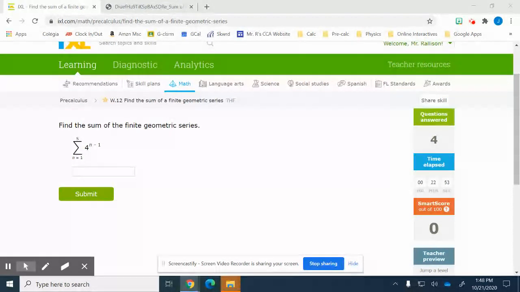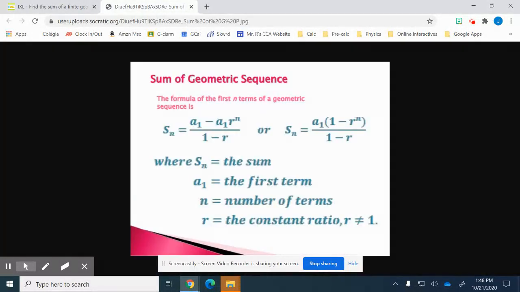So first thing we've got to do is get our formula out. And it looks like this. The sum of a finite geometric series is the first term times 1 minus r, that's the common ratio. And then n is the number of terms you're trying to sum. So that's what we've got to figure out.